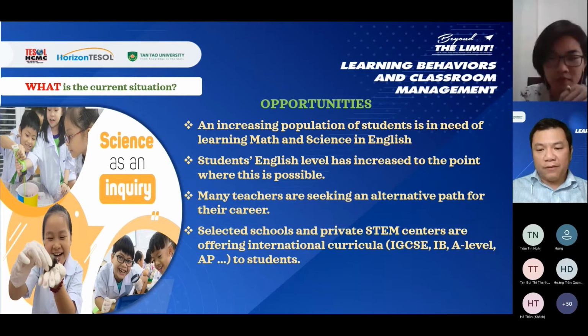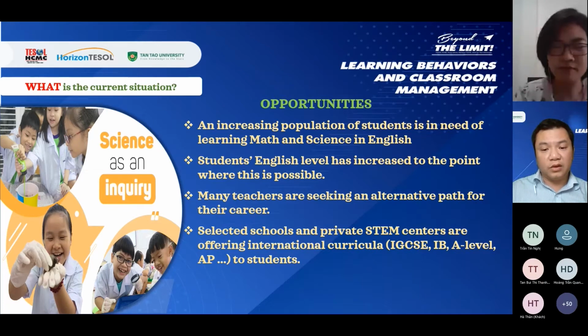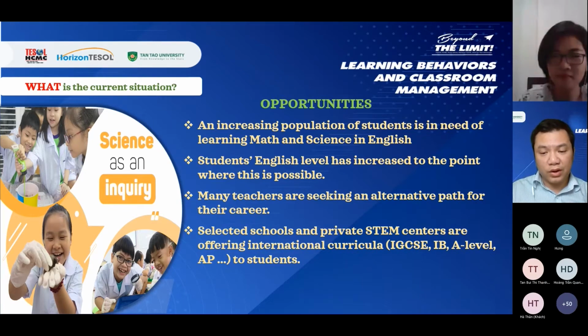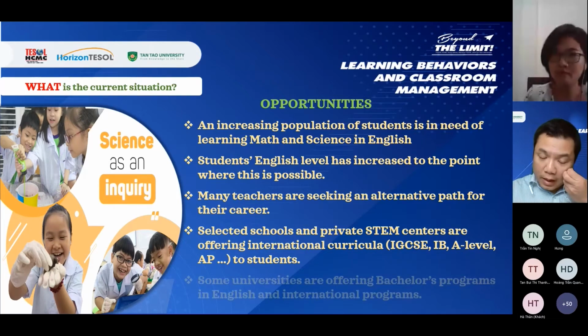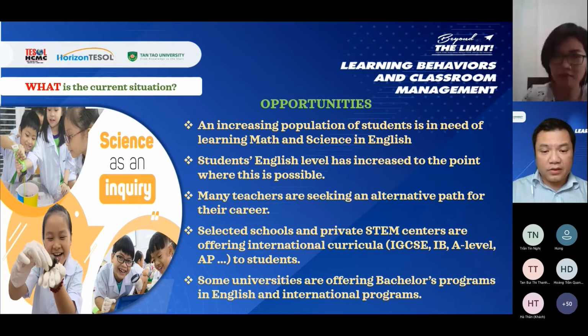Next, some schools and private STEM centers in Vietnam are now offering international curricula, for example, the IGCSE, the IB, the A-level, or the AP to students. Because of that, the students want to learn these subjects in English to be able to approach and to learn with those international curricula. And there's a need for teachers who can teach these curricula too. And lastly, some universities are offering bachelor programs in English and international programs.